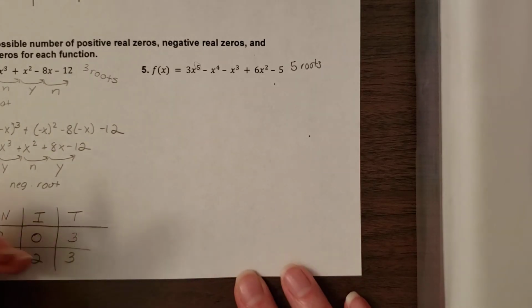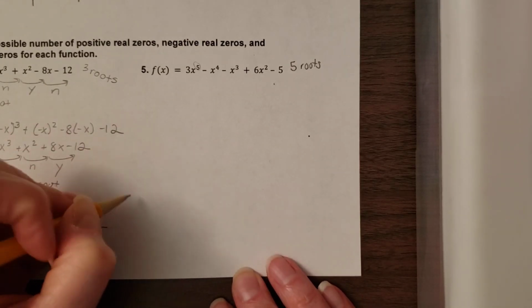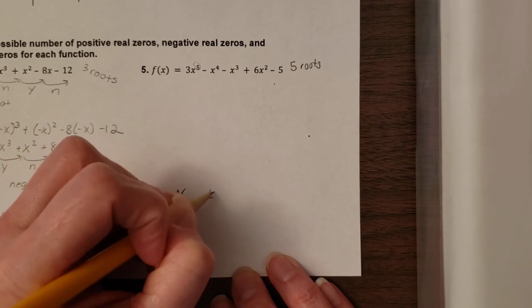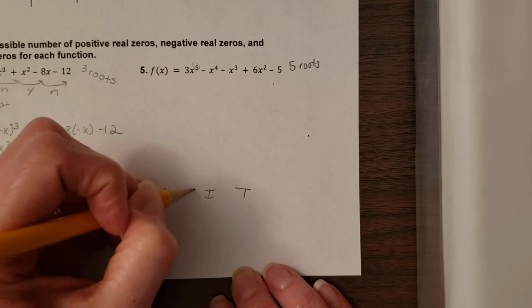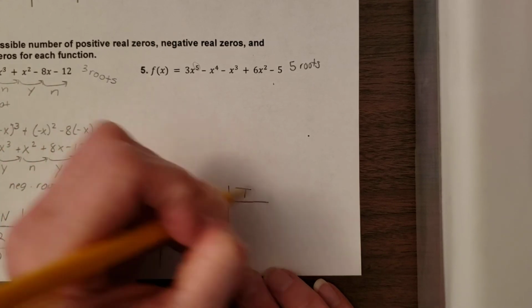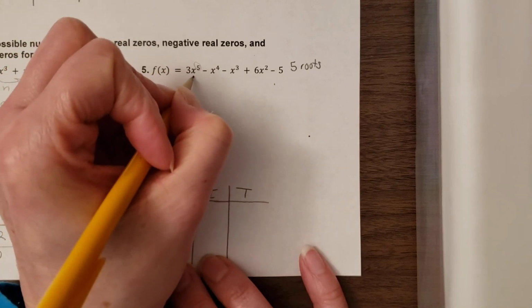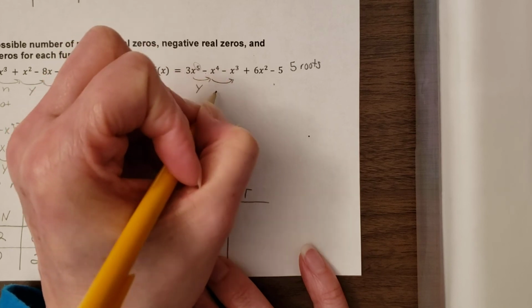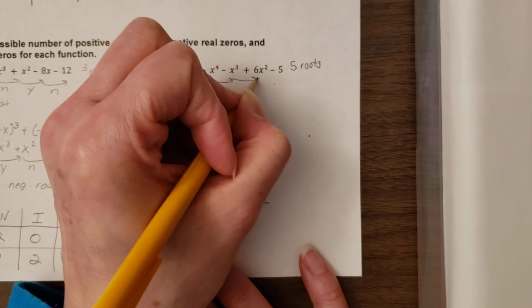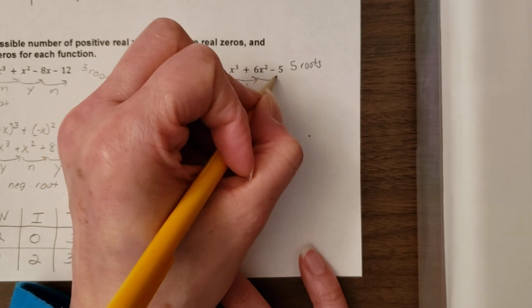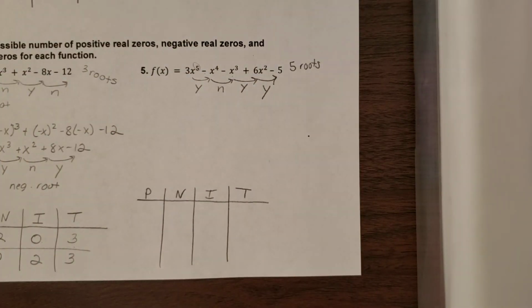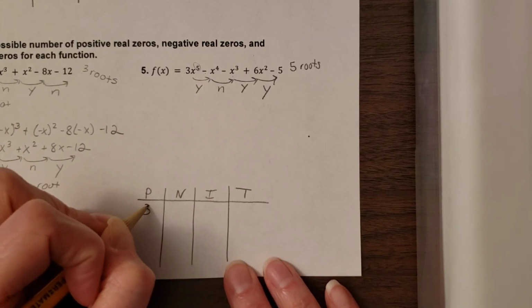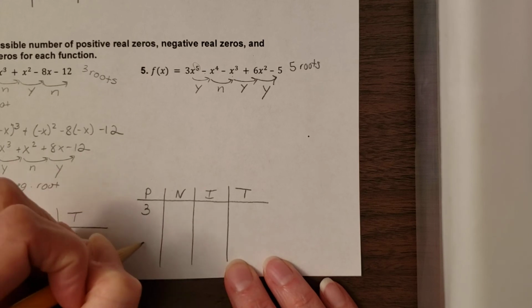So let's start ourselves a little chart. Use your space wisely, of course. Positive, negative, imaginary, and total. So let's look at the positive scenario. First to second, yes, there's a sign change, positive to negative. Second to third, nope. Third to fourth, yes. And fourth to fifth, yes. So we have a possibility of positives of 3 or 1.